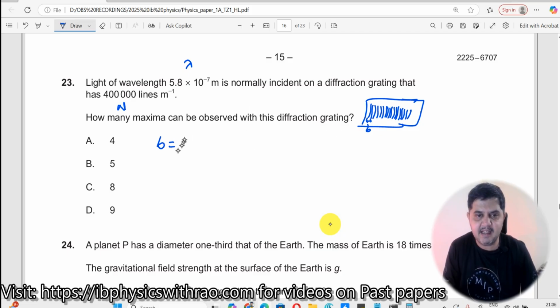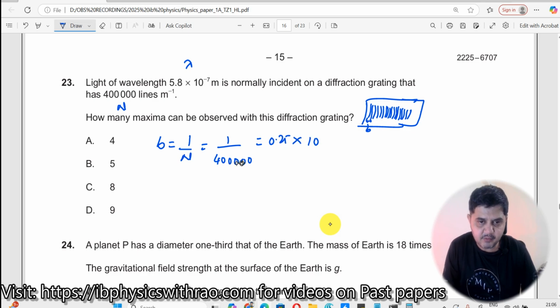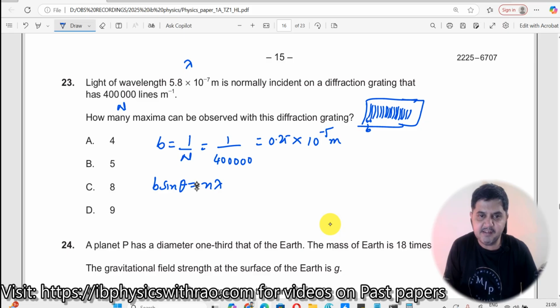So the simple formula, I can say that b is equal to 1 by n, which should now be equal to 1 by 1.2345 × 10^5, which is about 0.25 × 10^-5 meters. This is the distance between one line and the other line. Now, for constructive diffraction, there is an equation which says b sin theta is equal to n lambda. If I consider n equal to 1, I can write b sin theta is equal to lambda. Now what is he asking?